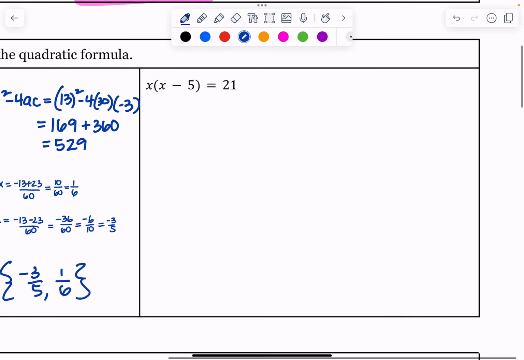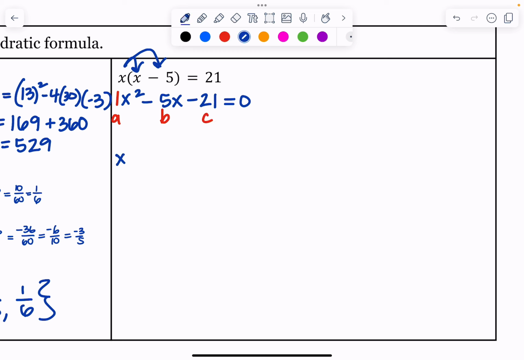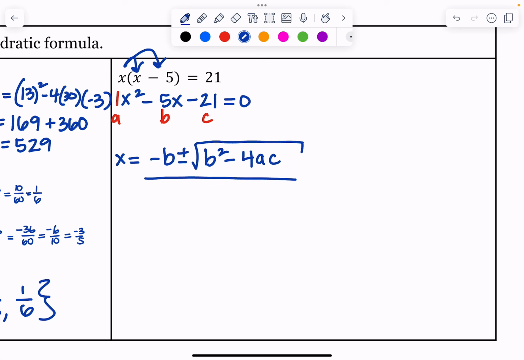Okay, great. So now we're going to do the next problem. Before we start, we need to get rid of our parentheses and get a 0 on the right side. So we've got x squared minus 5x, and then I'm going to go ahead and move that 21 to the other side and do minus 21. So here we've got our a is 1, our b is negative 5, and our c is negative 21. So our formula is x equals negative b plus or minus the square root of b squared minus 4ac all over 2a.